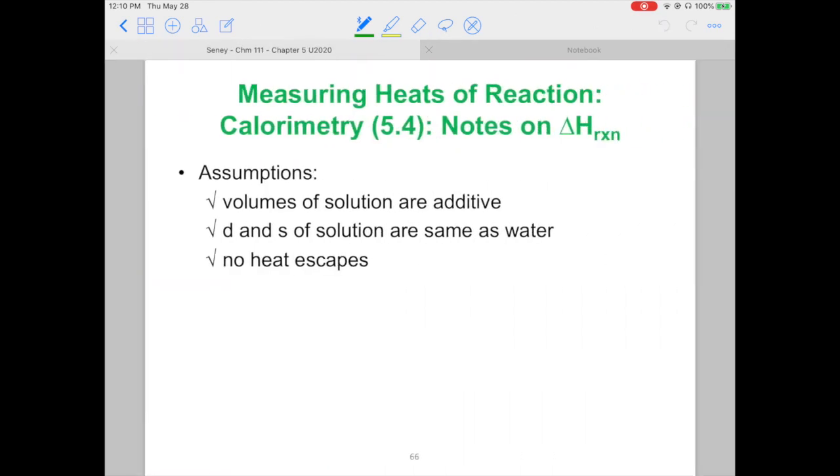Assumption 3 is that no heat escapes. Now we know it's an experiment. Some heat's probably going to escape, but we're going to assume it's not. And then the last one is that all of the heat is transferred, whether it be in raising the temperature of the solution or raising the temperature of the surroundings.